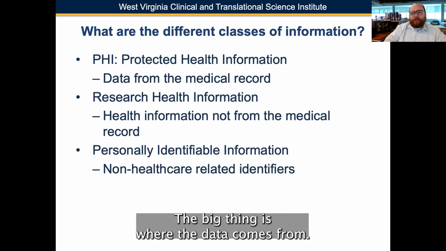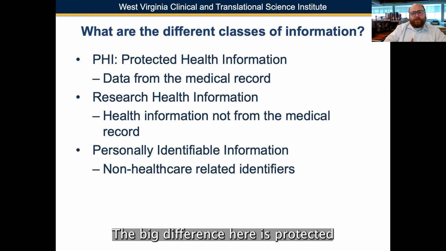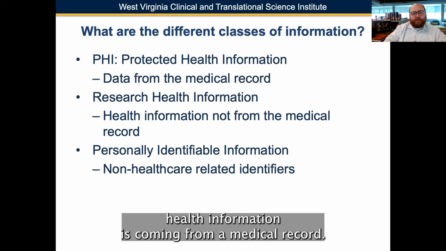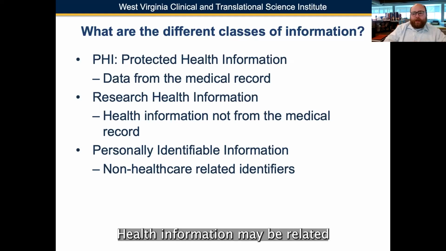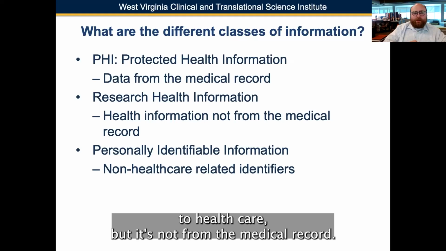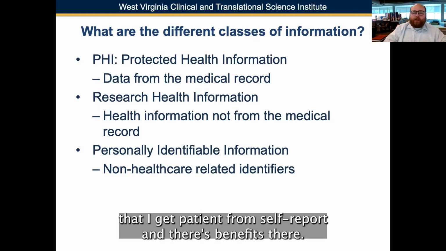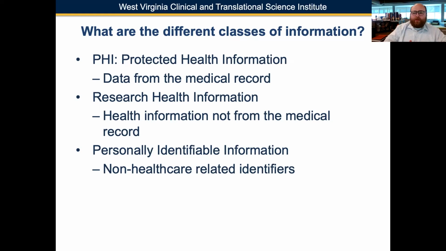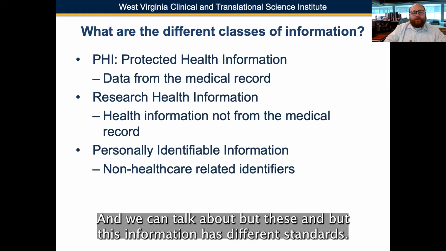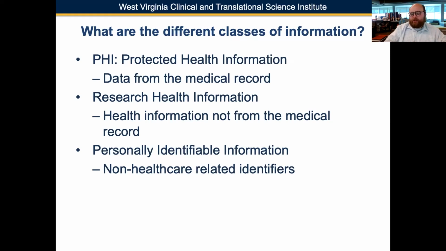The big thing is where the data comes from. The big difference here is PHI, protected health information, is coming from the medical record. Research health information may be related to healthcare, but it's not from the medical record. So an example here would be, did I get patient weight from a chart? Did I get patient weight from self-report? And there's benefits there that we can talk about, but this information has different standards.